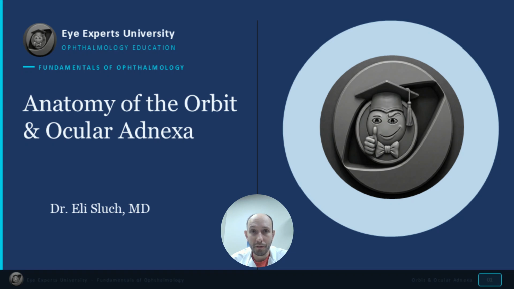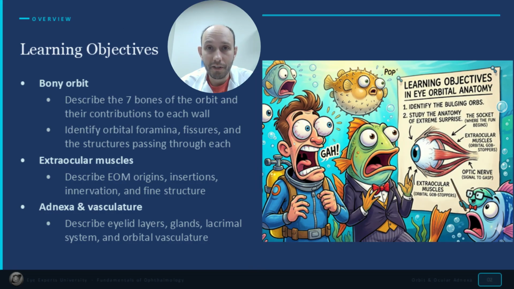I'm Dr. Eli Sluge, and today we'll be talking about Lecture 1 in Foundation of Ophthalmology, the Anatomy of the Orbit and Orbital Adnexa. The Foundation series focuses on the very basics of ophthalmology that we will be using as a framework to then try to understand the entire specialty. In this lecture, we're going to try to learn about the bony orbit, which bones compose it, what's in the orbit, the extraocular muscles that move the eye in different directions, and how all those structures are supplied.